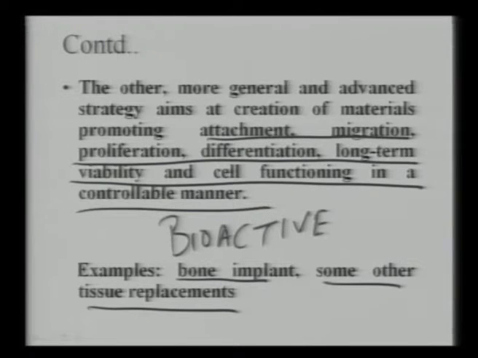So these materials in the in vivo environment always create some surfaces which will promote cell attachment or cell migration or cell proliferation. So these are the examples of the cell fate processes. Now these cell fate processes are essentially promoted or encouraged when bioactive materials like hydroxyapatite or tricalcium phosphate are implanted inside the animal body.